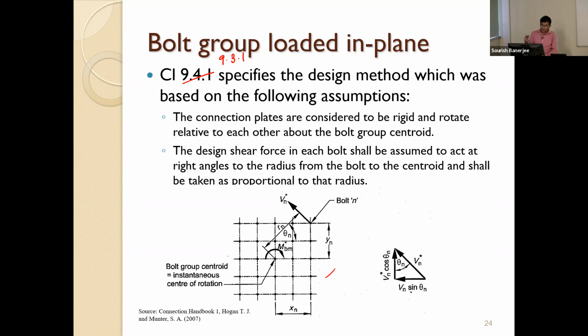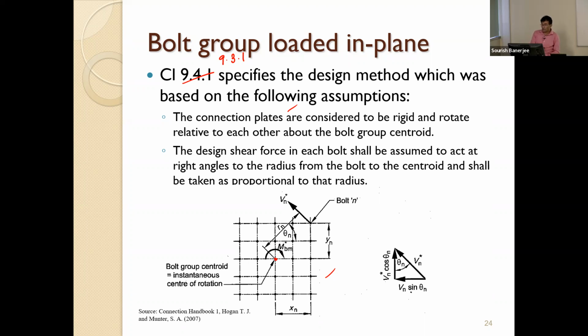Now, when you design these particular connections, you have to follow some assumptions. What are the assumptions? The connection plates are considered to be rigid and rotate relative to each other about the bolt group centroid. That means if you think of this as the bolt group centroid, which is the instantaneous center of rotation, the connection plates are rigid and they rotate relative to each other about the bolt group centroid. This is a very important assumption.